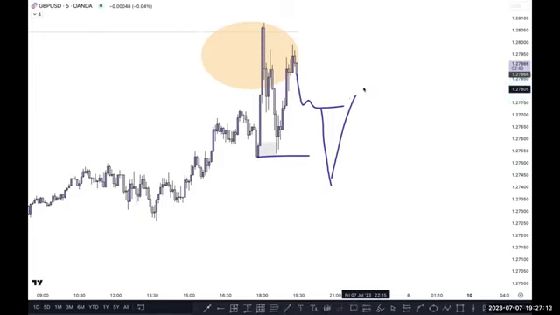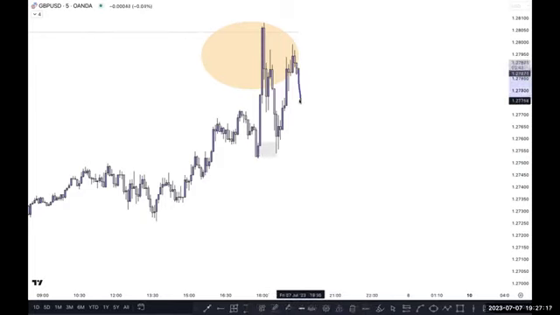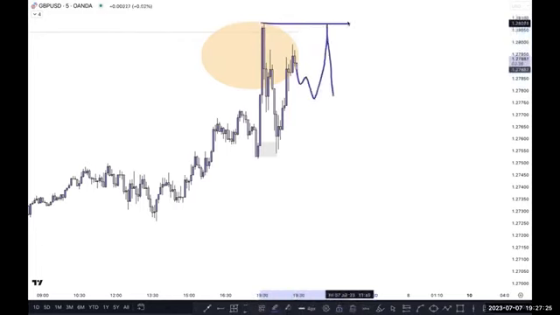And another possible scenario is if the market pushes downside, okay, I'm sorry, if it just sweeps this high, right? Then also you can take a trade here for this sell. In this case you don't need to wait for the inducement because the market grabbed the liquidity.